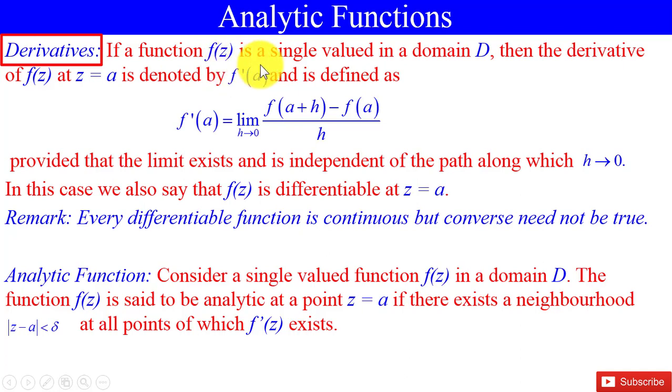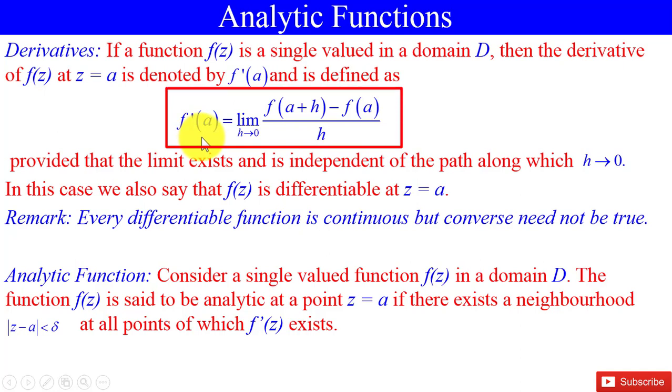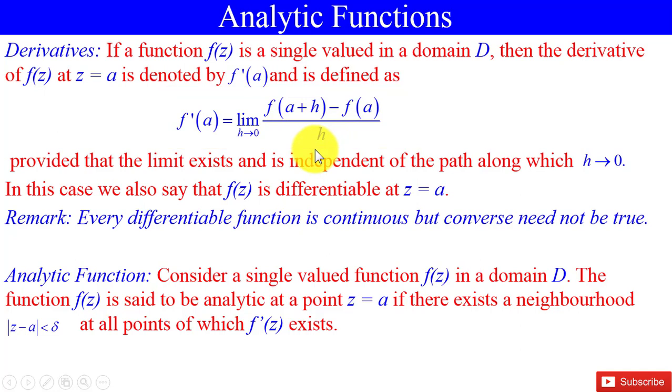If a function f(z) is single valued in a domain D, then the derivative of f(z) at z = a is denoted by f'(a) and is defined as f'(a) = limit h tends to 0 of [f(a + h) - f(a)] / h, provided that the limit exists and is independent of the path along which h tends to 0. In this case, we also say that f(z) is differentiable at z = a.